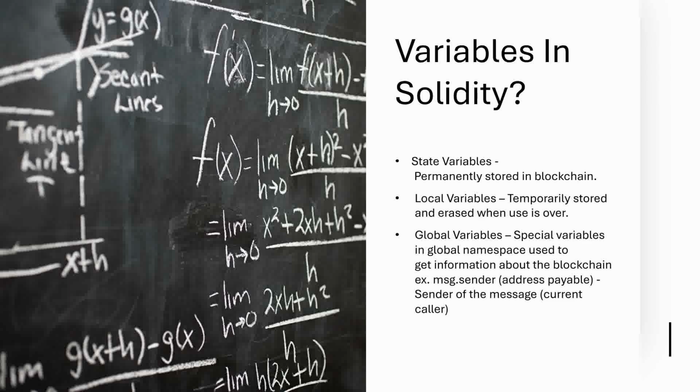Global variables. Global variables are special variables in global namespace used to get information about the blockchain. Basically, they store information of the particular person using it, and there are various kinds of it. So we will learn that on the way. So let's start by learning what state variables are and how we define them in the code.